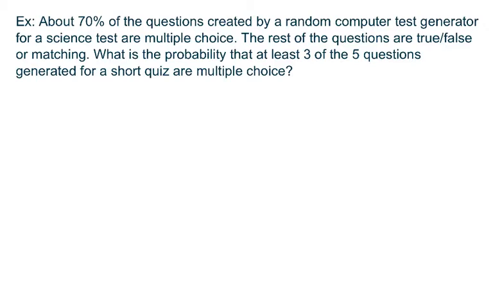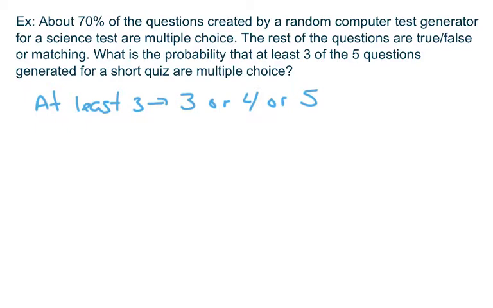So the key here, this phrase right here, at least 3, and this goes back to section 4 when we're talking inclusive and exclusive events. We can't have 3 and 4. It's either 3 or 4 or 5. So at least 3, I'm going to write this again off to the side here. So at least 3 means 3 or 4 or 5, because we're talking 5 questions, okay?